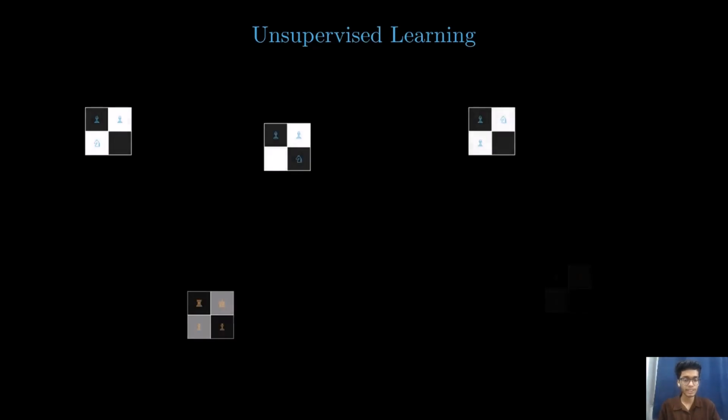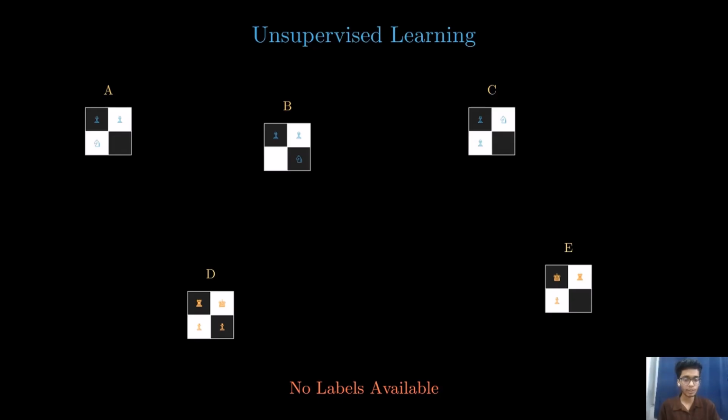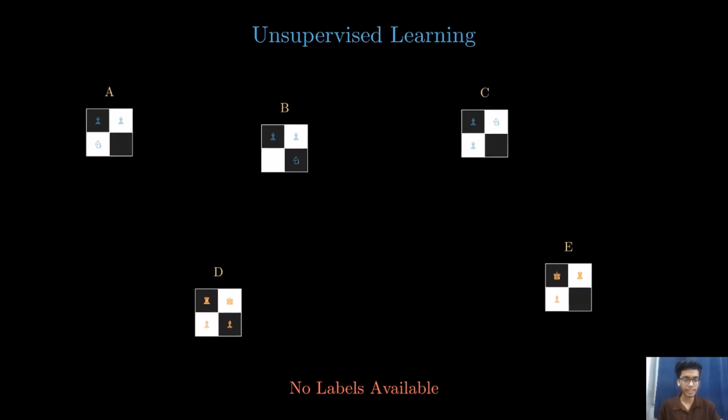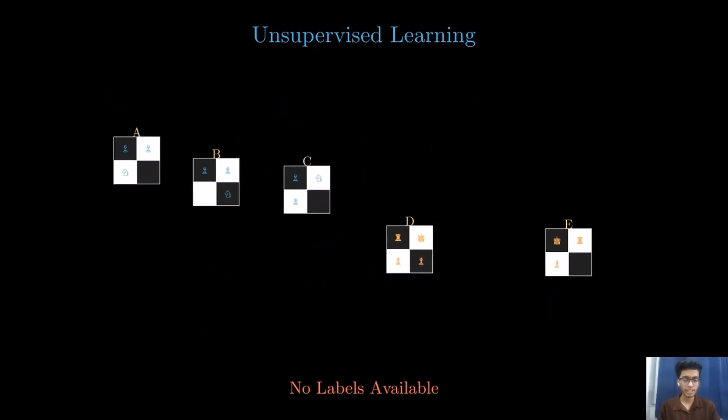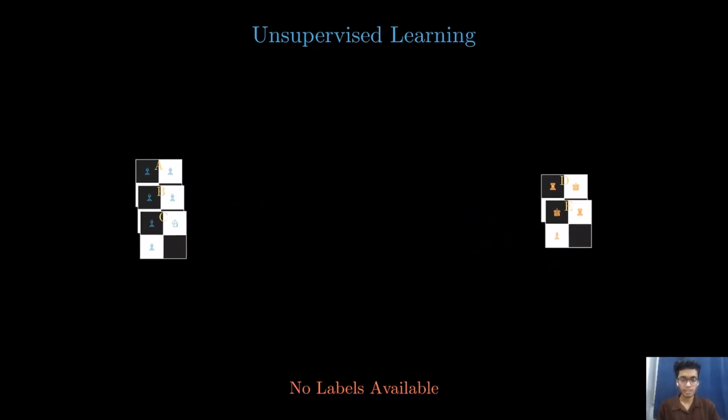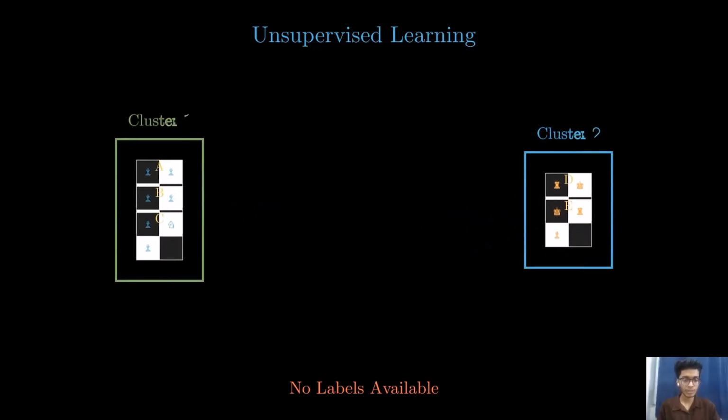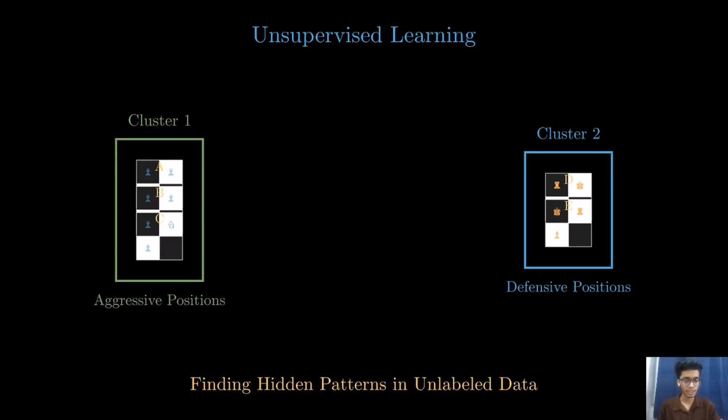So talking about unsupervised learning, what will happen? We will have different chess positions, and then we have no labels, no best move in case of those positions. We have just a collection of different chess positions. And what the model tries to do here, it will try to learn patterns out of it. Okay, so see what we did here. The model made two groups, one of A, B, C and one of D, E, on the basis of some similarity between them. Like here, cluster 1 is aggressive positions and cluster 2 is defensive positions. So this is what we do in unsupervised learning. We find hidden patterns in unlabeled data.